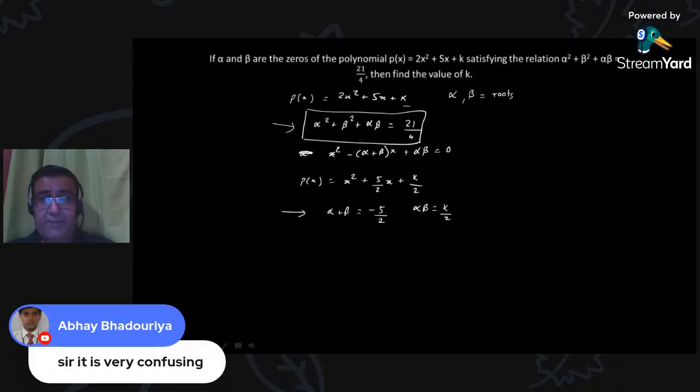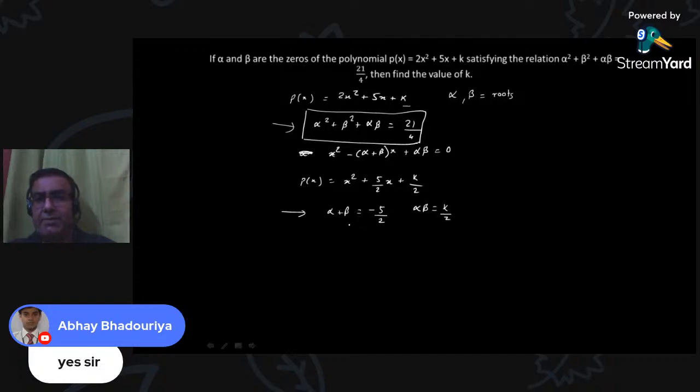It is very confusing. Yes, it is confusing, but once we know the relationship between the product of the roots and the sum of the roots, it becomes easy. Now, I've given you the hint. Can you think about it right now? How can we do it? How do we get from alpha plus beta is equal to minus 5 upon 2 and alpha beta is equal to k upon 2, to alpha square plus beta square plus alpha beta is equal to 21 upon 4? Any takers?